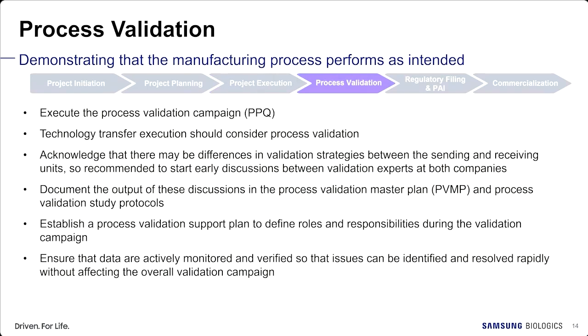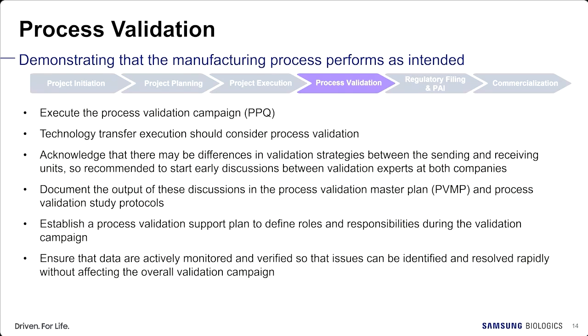After completion of mitigation actions from engineering run, the next stage is process validation. Process validation strategy and required supporting studies should be aligned between sending unit and receiving unit, and it is essential that technology transfer execution should consider process validation. An earlier discussion for the validation strategy is recommended, as there may be differences in validation strategy between the sending unit and receiving units.